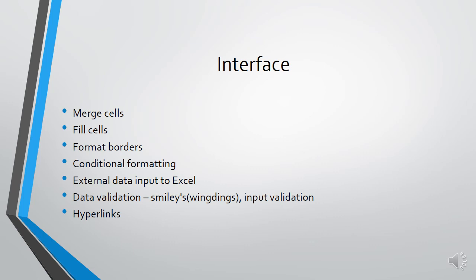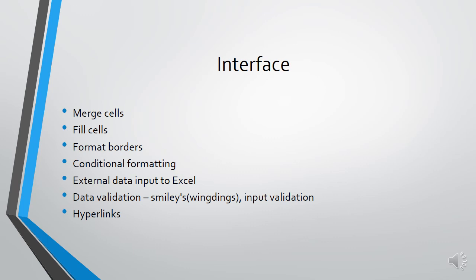Let's move on to the aspect of interfaces in Excel. Here, I want to be able to merge cells, fill cells, format borders, and use conditional formatting, where you're talking of color-coded data sets. You want the cells which are so good to come out green. You want those ones which are so bad, less than the threshold, maybe to come out red, so that the reader is able to pick meaning out of your report at a glance.